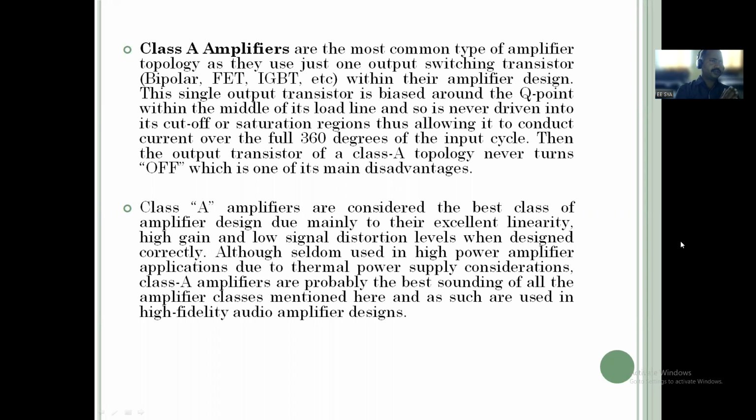See, whatever the input applied, if we have applied a sine wave, we also get the output as a sine wave. I am telling you, in case of a common emitter amplifier, as I have applied the sine wave, we have also got the sine wave, which should be linearly increasing.